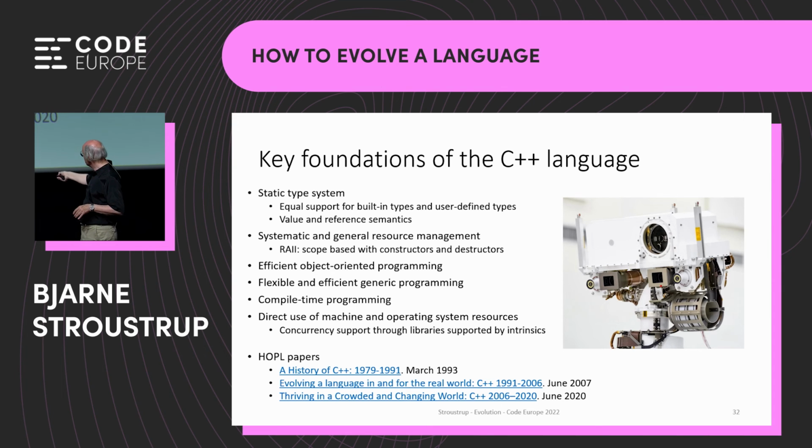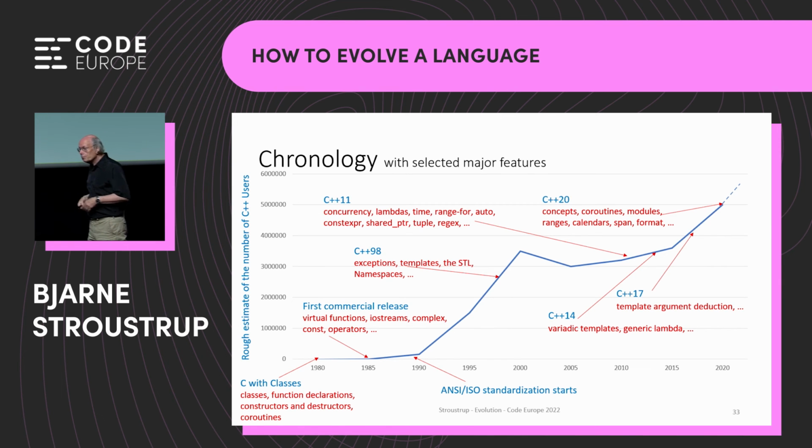I have presented to the History of Programming Languages conference 3 times. This is a record. Nobody else has done 3, and no other language has gotten 3. So that shows that we have both evolution and stability. And so, questions?